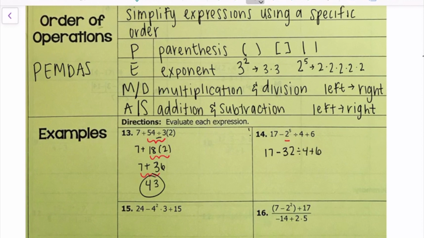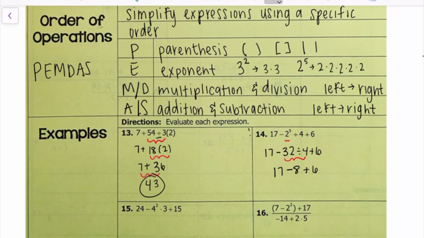Then I need to say, okay, subtraction, division, or addition. I'm going to do the division first. So I have 32 divided by 4. 32 divided by 4 is 8. I'm going to keep that negative sign in between the 17 and the 8. Okay, so now I have 17 minus 8 plus 6.